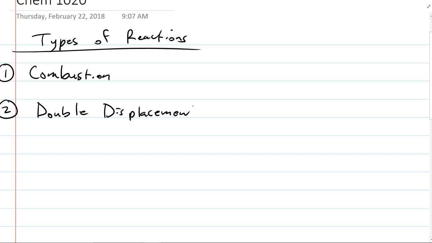If we look at types of reactions, these are the different types of reactions. We, of course, already went through combustion reactions, and we looked at double displacement. These are two of them that you need to know how to complete and balance. And so we've covered these already.